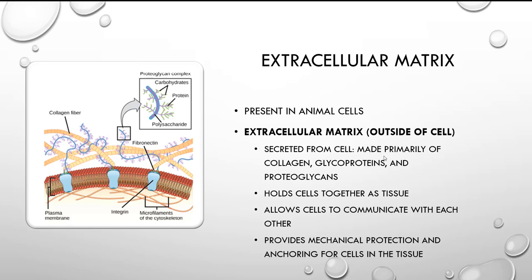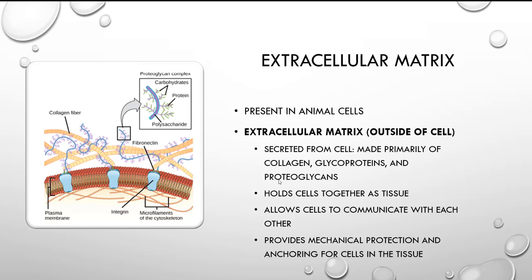So it can be secreted from the cell. We can have collagen fibers. Collagen is a kind of protein. Glycoproteins: glyco is sugar, plus protein. Proteoglycans: a proteoglycan contains basically a polysaccharide, proteins, and carbohydrates. So all of this stuff gets secreted from the cell but stays attached to the cell.